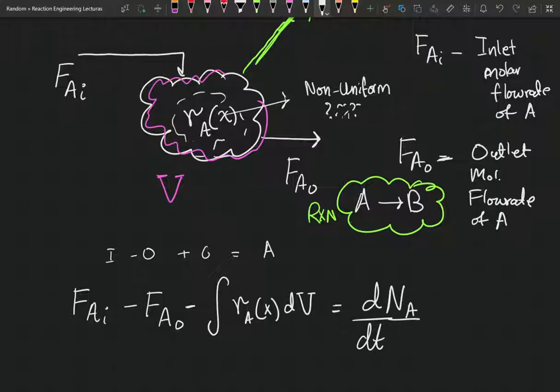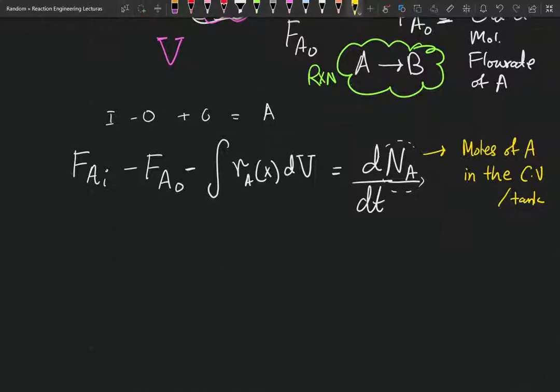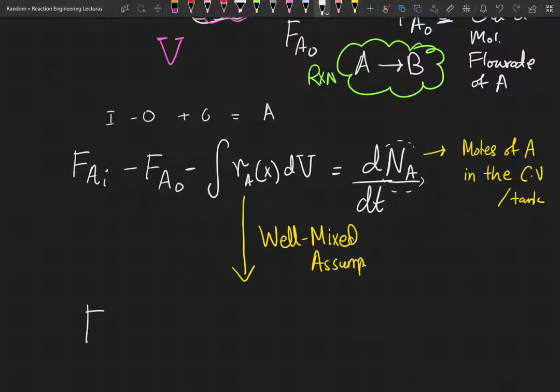NA is just the moles of A. Don't get confused. NA is just moles of A in the control volume, or the tank, because the tank is going to be your control volume. And we're going to be using the well mixed assumption a lot. This will simplify our equation for almost every ideal reactor.